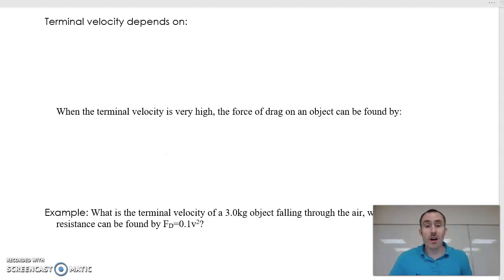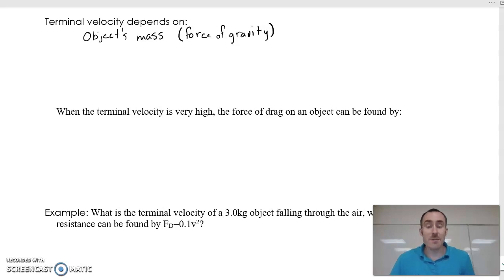So terminal velocity is going to depend on a number of things. It's going to depend on the thing that's falling. The greater the force of gravity on the thing that's falling, the faster it's going to be able to go before drag will get big enough to make the acceleration 0. So the first thing is it depends on the object's mass. And in brackets we're going to put the force of gravity, because that's what it's really about.